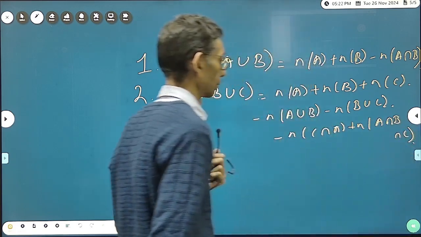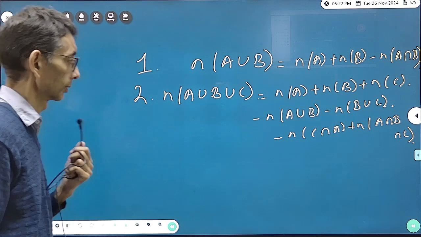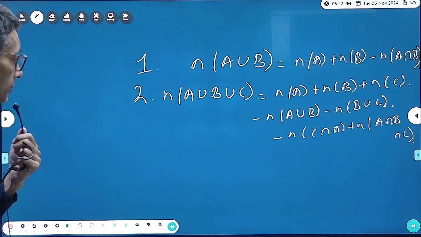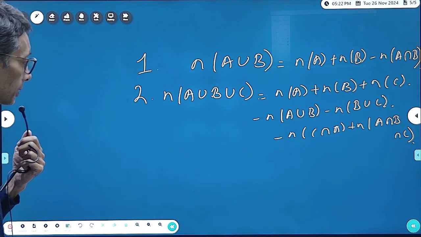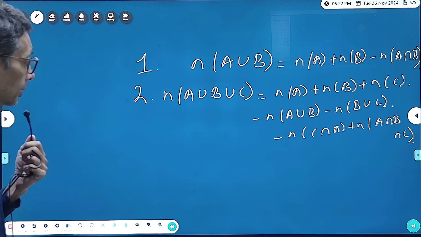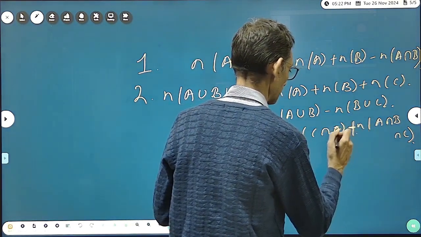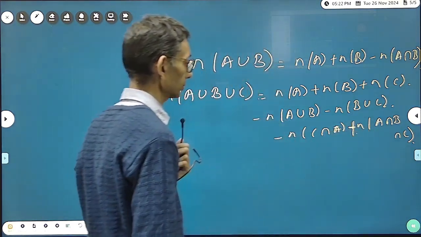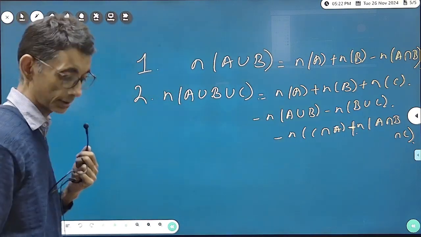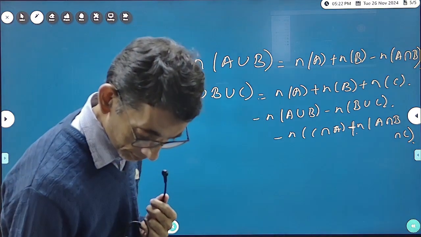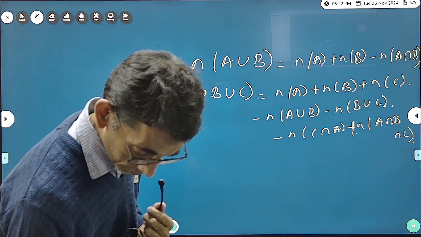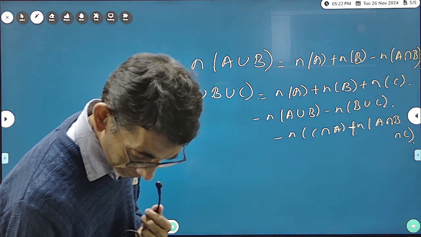Yes, remember, right? n of A plus n of B plus n of C, and A union B, and B union C, and C union A, plus n of A intersection B intersection C. Done.